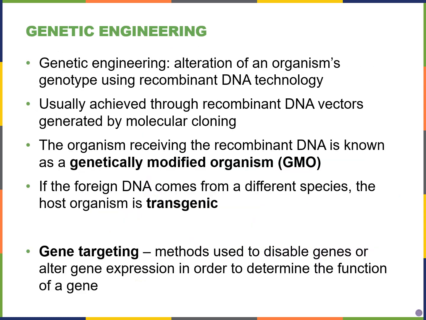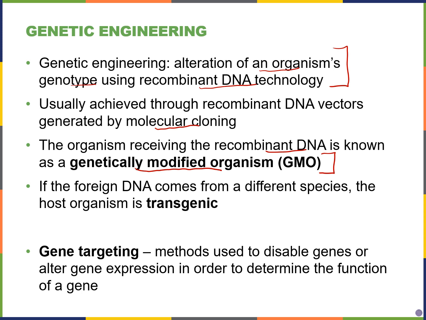So many of the techniques we've been talking about are used in the field of genetic engineering, where we purposely alter an organism's genotype using these techniques from recombinant DNA technology. We usually do this through generating those molecular clones, where we clone a gene of interest and then eventually we try to introduce that gene into an organism to change its genotype. The organism that receives the recombinant DNA is going to be known as a genetically modified organism, and we often hear about this in our food in terms of crops, of our plants.